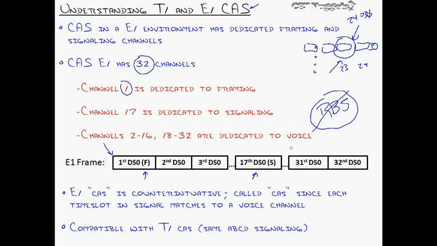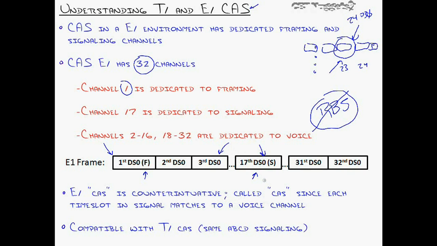There is no robbed bit signaling in E1 because each one of those DS0s never loses bits, since this is always dedicated to signaling. So you might wonder, as I did, when I looked at this, well, I even put a bullet here. E1 CAS is counterintuitive. It's called CAS since each time slot signal matches to a voice channel. When I first saw this, I thought, why do you even call it CAS, channel associated signaling? Because you're not associating the signal with each one of these channels that you've dedicated. You have a common channel. There's one channel dedicated to signaling, so why do you call this CAS?